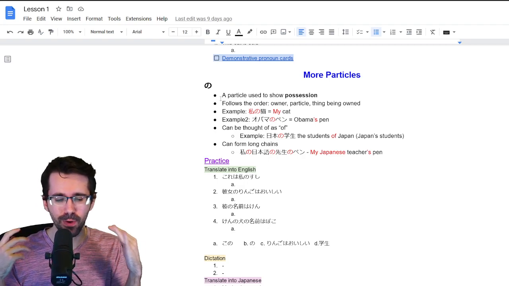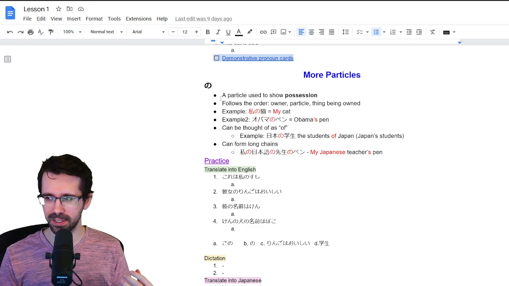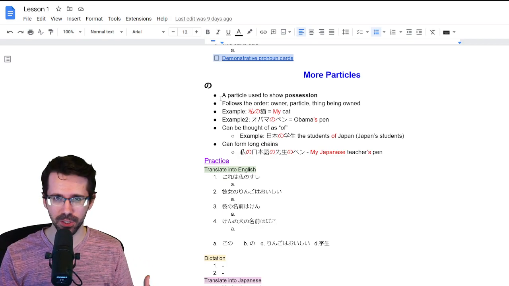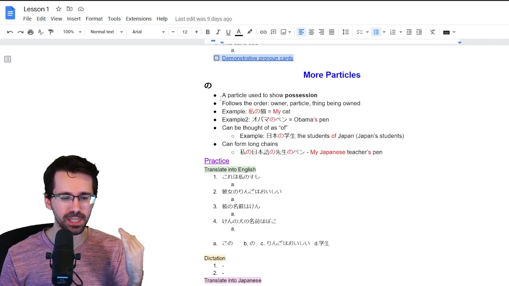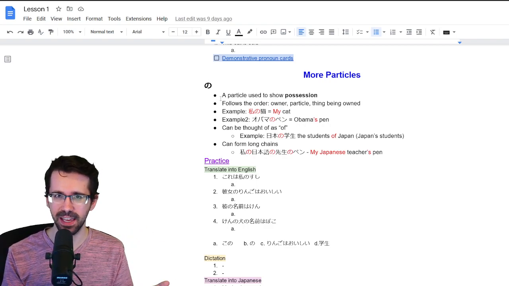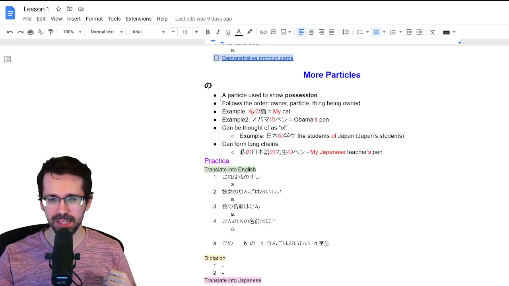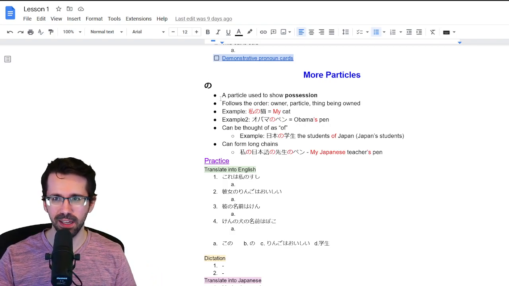In English, we have all of these different words that are kind of unique that show the possessive version of a word. For example, I goes to my. My is the possessive version of I, just like he goes to his. His is the possessive version of he. In Japanese, it's actually much easier than that, luckily. And in Japanese, all we have to do is put the particle no after that word to make it into the possessive version.